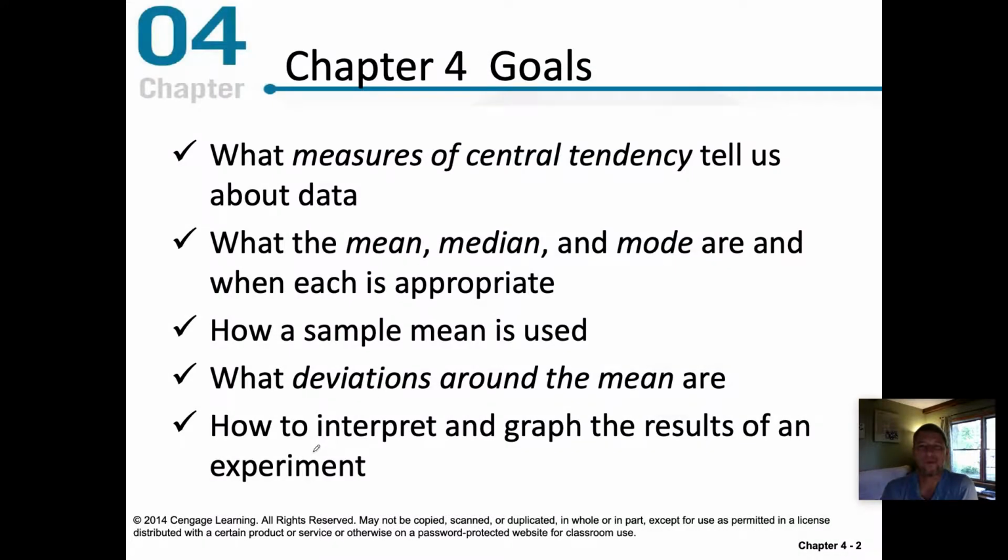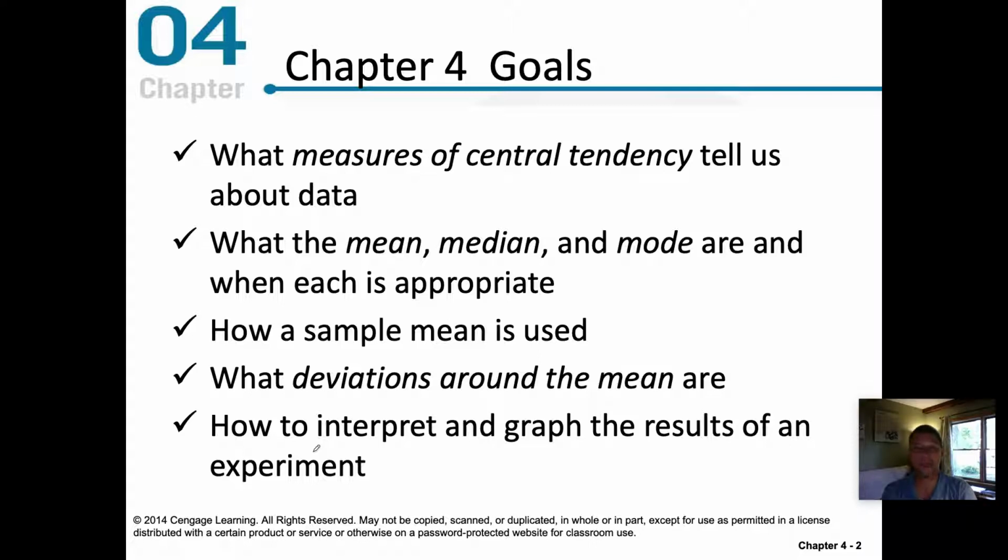We're also going to delve a little bit into measures of variability, but we'll get to that in a little while. So the goals of Chapter 4 are to determine what measures of central tendency tell us about the data. In other words, each of those three things that we've talked about, what do they do? And what information can we glean about a data set based on the mean, the median, and the mode? Secondly, what the mean, the median, and the mode are, and when each is appropriate. The first two are closely related.